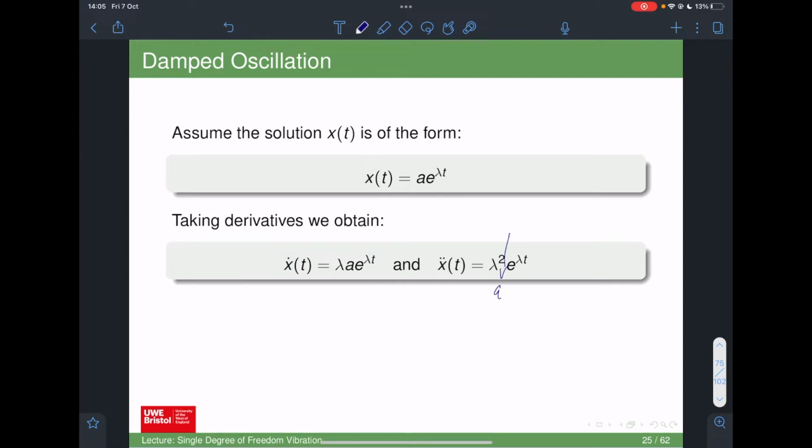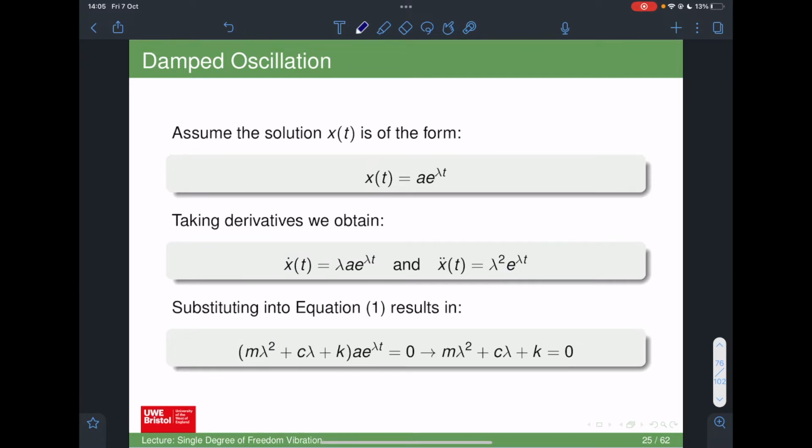So if you stick that into your m x double dot equation, when we had x double dot, we put this term in with the A. You stick that in, and then where the x dot was, you stick that in, and then where the x was, you stick that in. All of the terms have this A e to the lambda t in here, so that can come out, and you can divide the whole lot by that. So you end up with this.